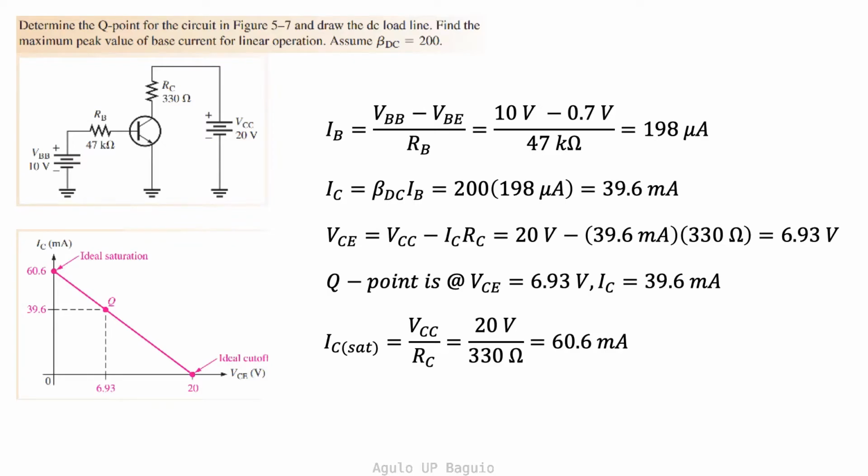How then do we determine the Q point? In the given circuit, we can determine the Q point by first solving for the base current, and then the collector current, and then the collector emitter voltage. The Q point will then be the collector emitter voltage VCE and the collector current IC. To determine the load line, we need to draw a line from the x-intercept, which is the cutoff voltage equal to VCE equals VCC, to the y-intercept given by IC saturation.